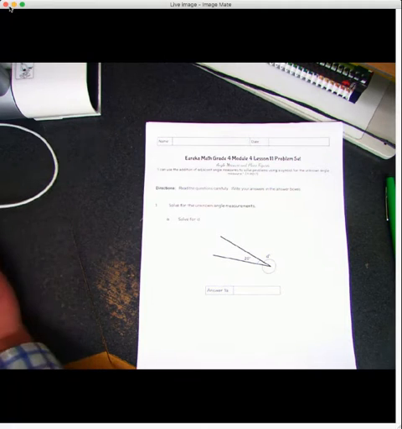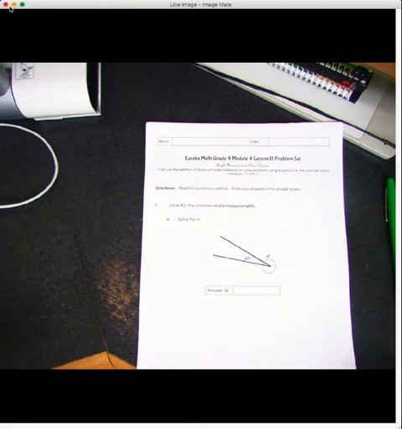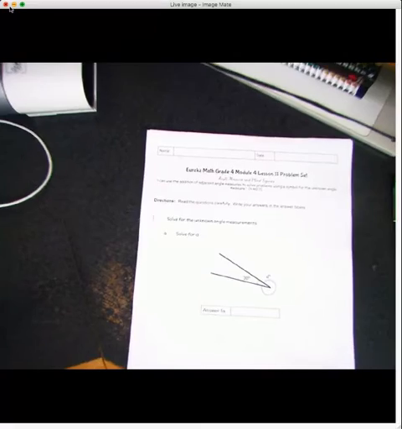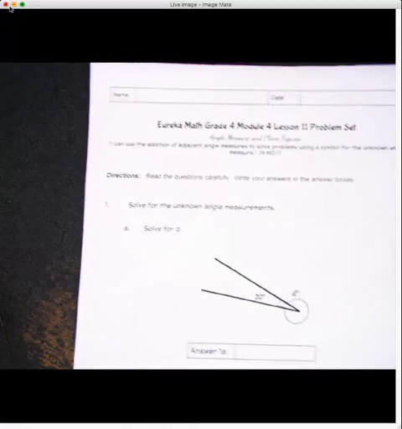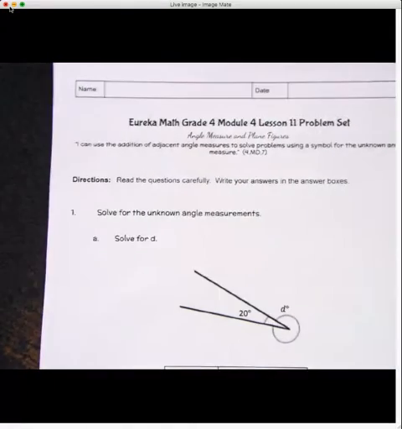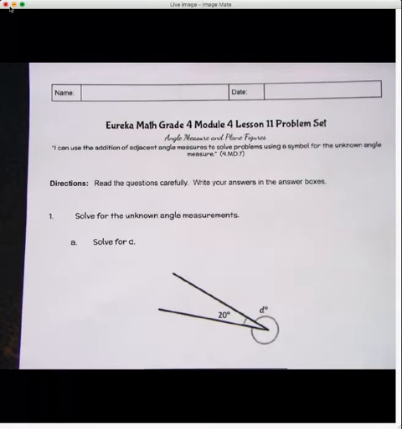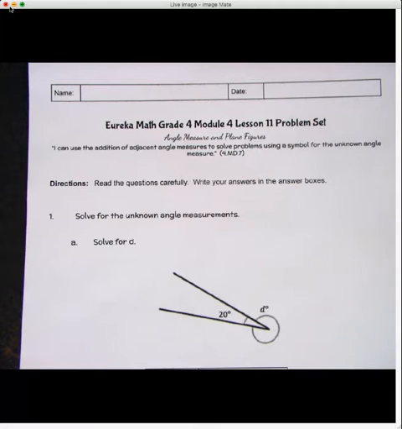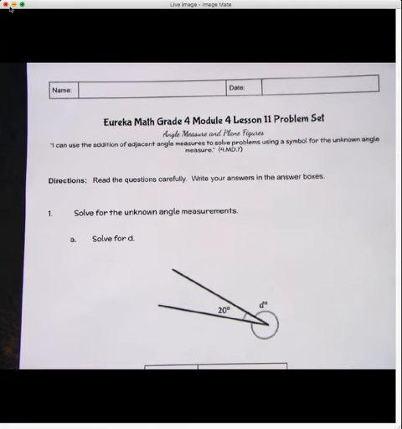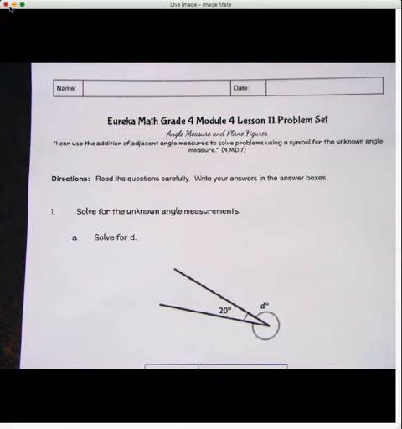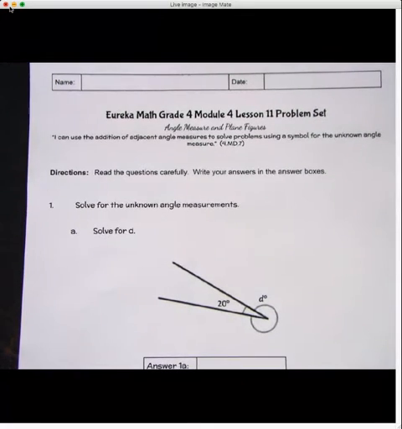Okay, well, we are ready for math for today. I need you to put your thinking caps on today. It's not that hard. It involves a little bit of subtraction today, but our goal for today is finding missing angles. The standard says I can use the addition of adjacent angle measures to solve problems using a symbol for the unknown angle measures. That sounds complicated, doesn't it?